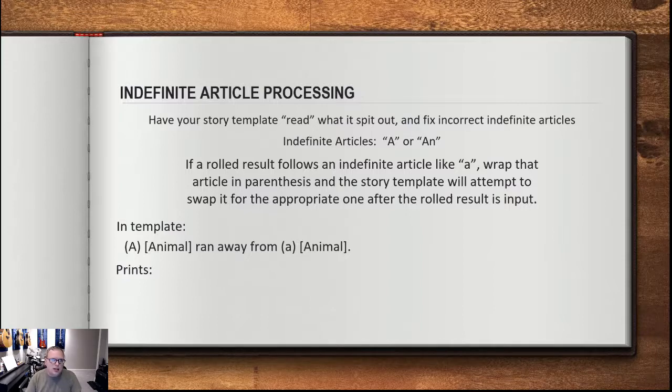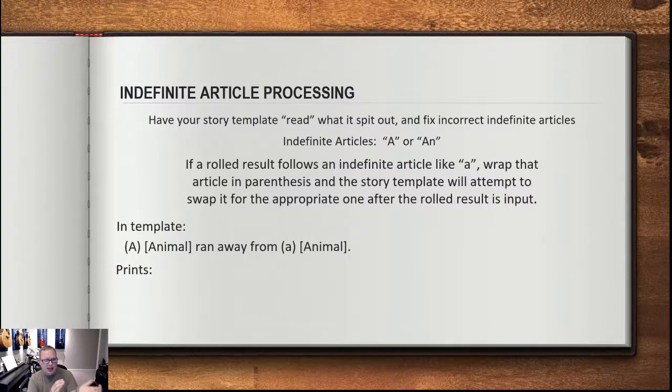So with indefinite article processing, you can tell your story template to basically read what is coming out and try to make an intelligent decision on whether it should be a or an. So here I'll just read: if a rolled result follows an indefinite article, like a, you wrap that article in parentheses in the story template, and it will attempt to swap it for what it should be. So here's an example. Let's say in our story template, I've got a and I've wrapped it in parentheses, meaning I don't know what animal is going to roll. I don't know what's going to come out of there.